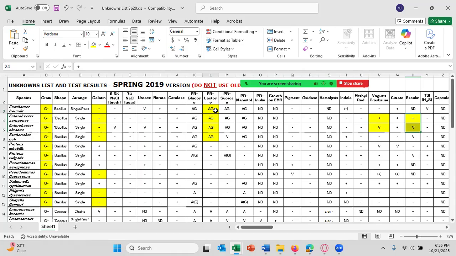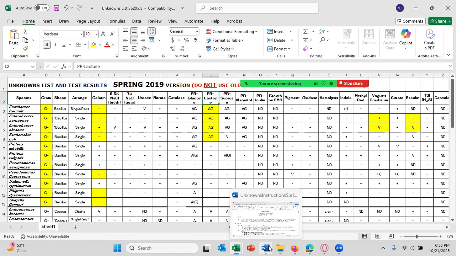Let's talk about the AG. We need to look at the PR lactose test.